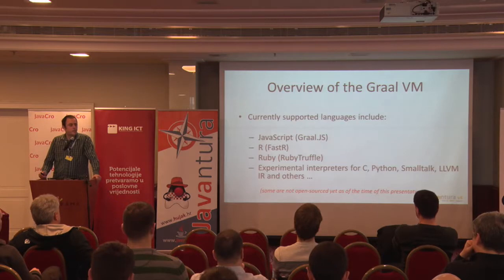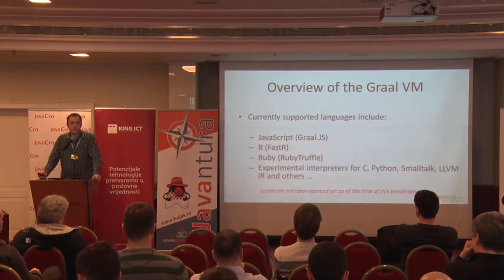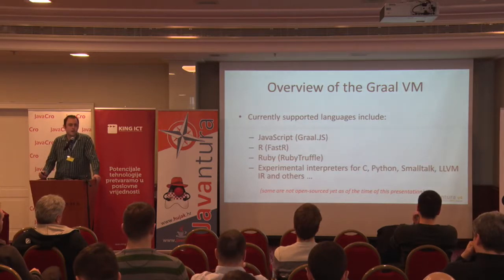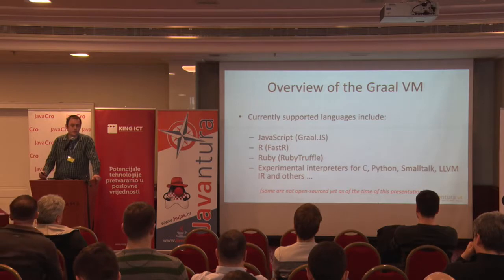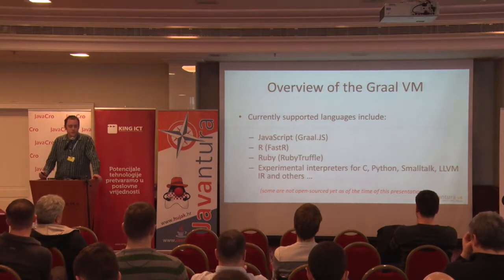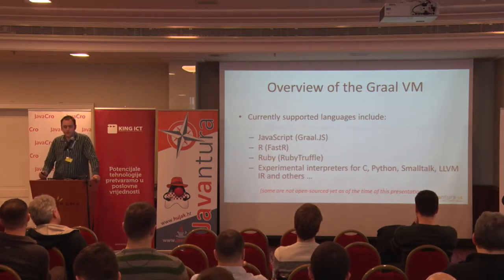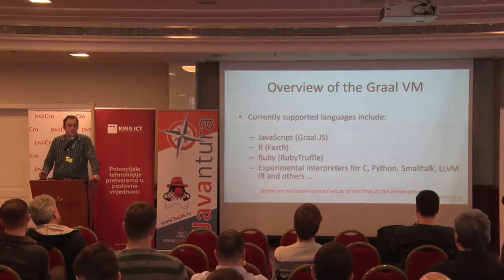And currently, there are several supported languages that are being currently finished, I would say. There is a JavaScript interpreter, which is not open source as of the time of this talk. Oracle has the idea to open source it in the next few months. We have an R implementation. We also have a Ruby implementation, which is called Ruby Truffle. And we have also some experimental interpreters for C, Python, Smalltalk, LLVM, and others.